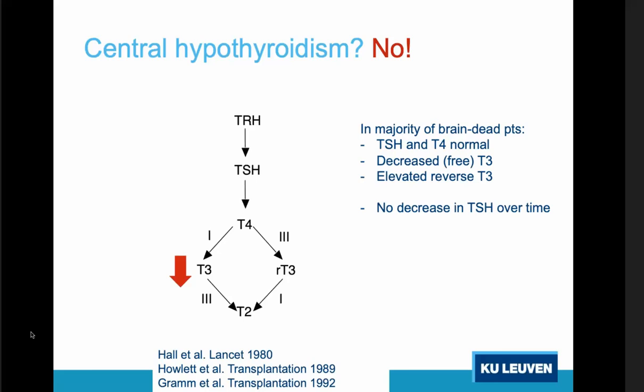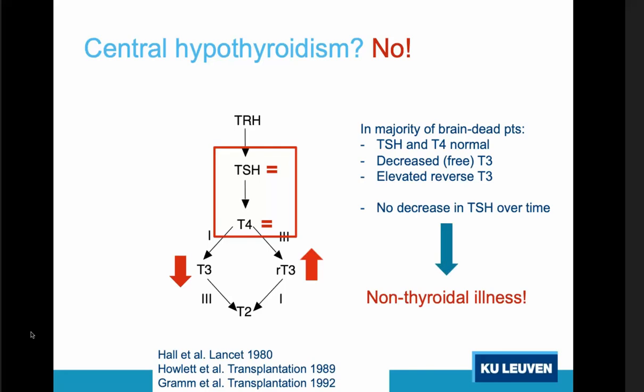Observational studies have shown that T3 levels indeed decrease after brain death, but that T4 and TSH in general remain within the normal range, also a prolonged time after brain death has occurred. And these alterations occur in the presence of an increase in reverse T3. So these alterations actually point to non-thyroidal illness rather than central hypothyroidism.